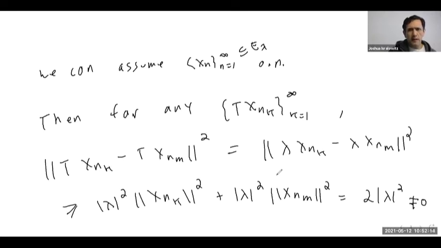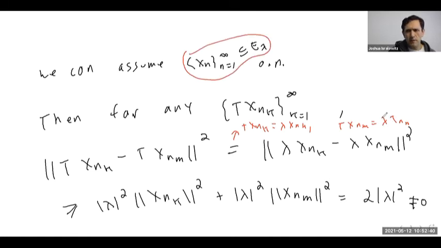Again, there should be no confusion here, but Tx_k is lambda x_k, and Tx_m is lambda x_m, just simply because this is stuff in E lambda. Oops, sorry about that. I meant lambda x_m.